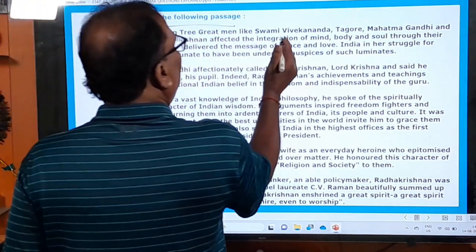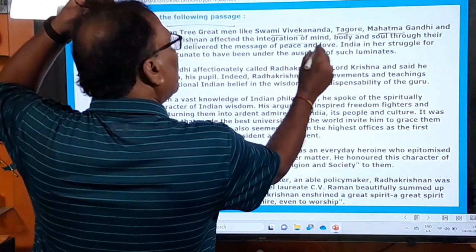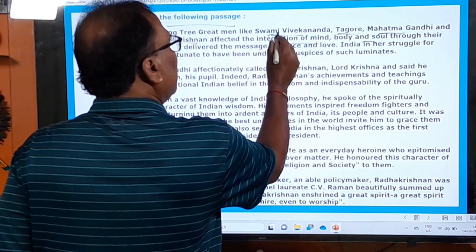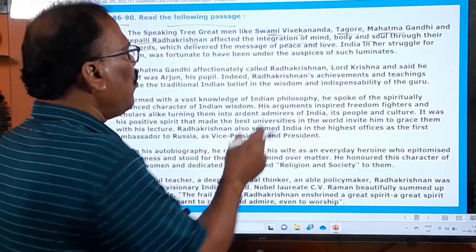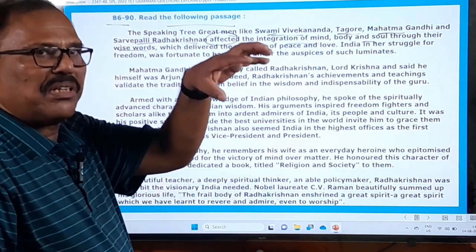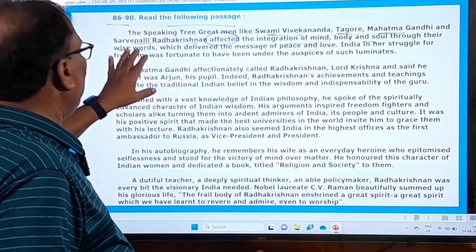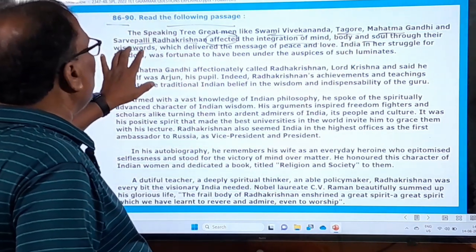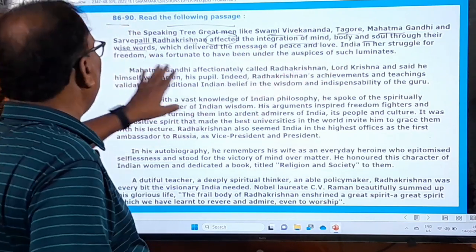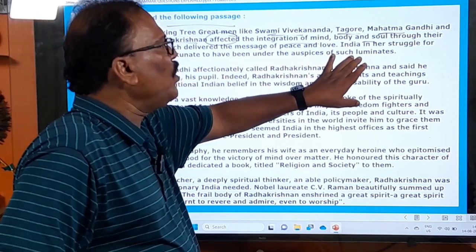The Speaking Tree: Great men like Swami Vivekananda, Tagore, Mahatma Gandhi, Sarvepalli Radhakrishnan effected the integration of mind, body and soul through their wise words. Integrate means a combination of mind, body and soul. They made a powerful impression on the minds, bodies and souls of the people through their wise words, delivered in the form of messages of peace and love. India, in her struggle for freedom, was fortunate to have been under the auspices of such illuminati.